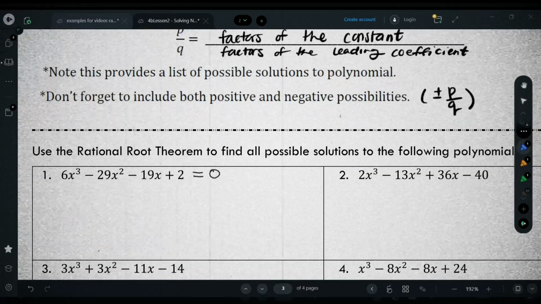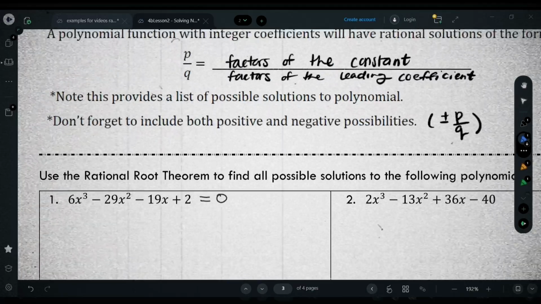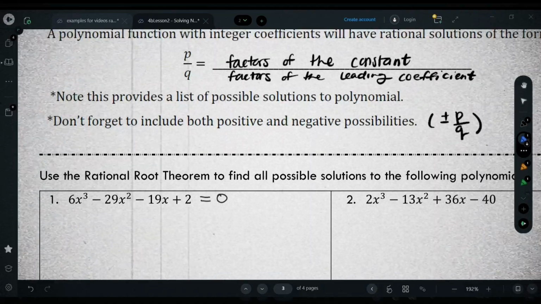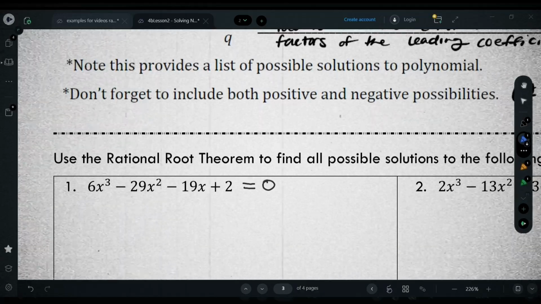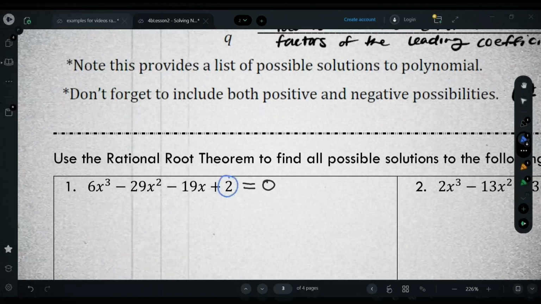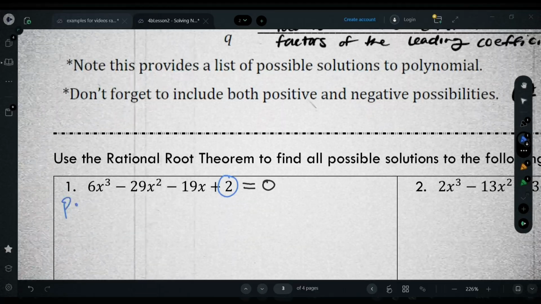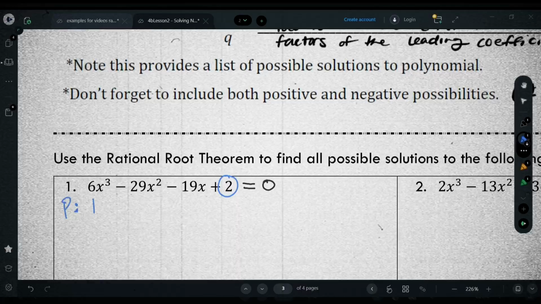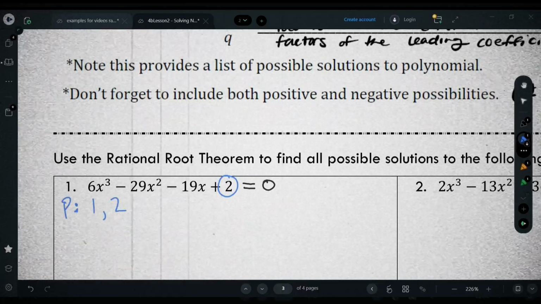So let's figure out what our P over Q options could be. Well, let's start by figuring out what the P numbers are. P numbers are factors of the constant. What's the constant here for this equation? It's a 2. So the P values are going to be all the factors of 2. The factors of 2 are only 1 and 2. So that's what we have for our choices for P.